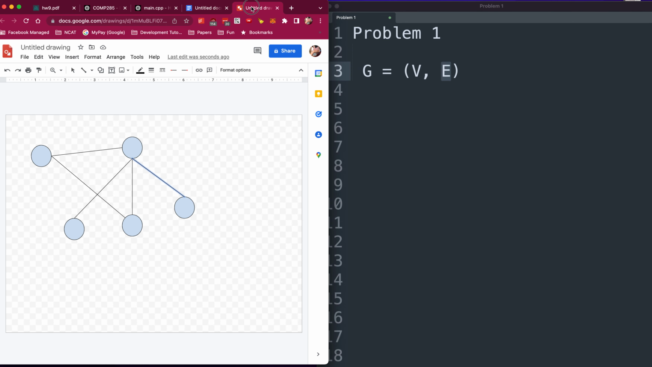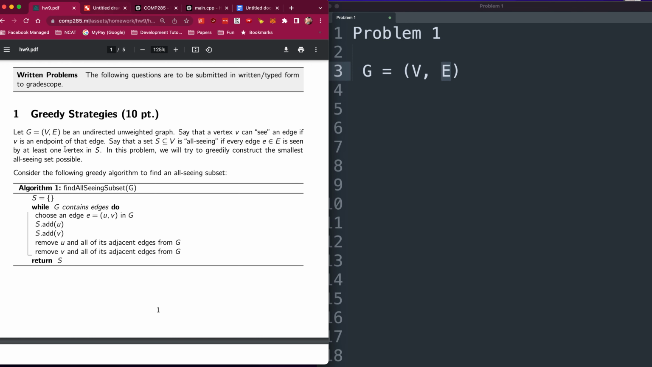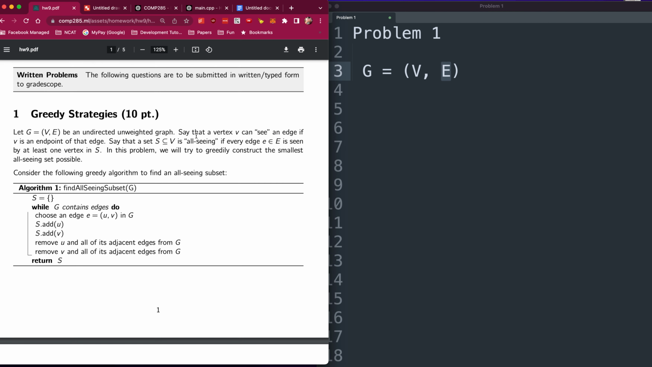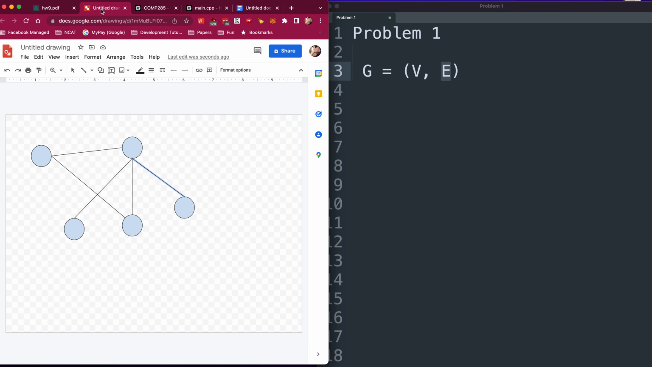So let's say this is my graph, and what we have here is we're defining that V can see an edge if V is an endpoint of that edge, right? So in this case, for example, this node here can see this edge, this edge, this edge, and this edge, right? So basically all the edges it's connected to, it can see.